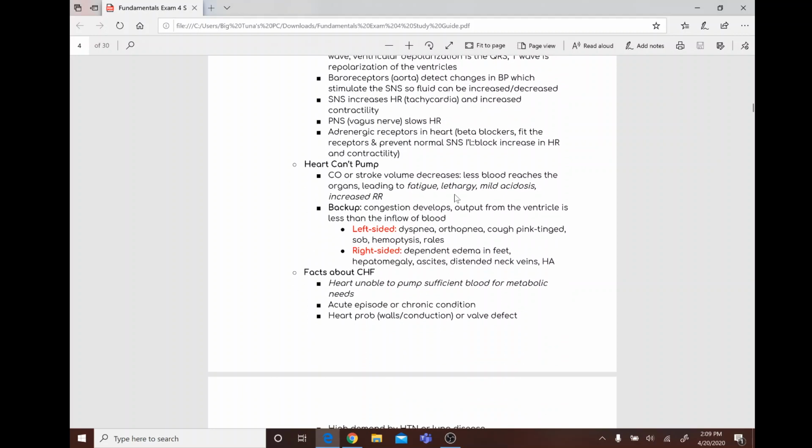Okay, so heart can't pump, cardiac output or stroke volume decreases, less blood reaches the organs, leading to what type of symptoms? Fatigue, lethargy, mild acidosis, increased respiratory rate. You got to back up. Congestion develops, output from the ventricle is less than inflow of blood. What are the symptoms of left-sided heart failure? Dyspnea, orthopnea, pink-tinged cough, shortness of breath, hemoptysis, and rales. What are the symptoms of right-sided heart failure? Dependent edema in feet, hepatomegaly, ascites, distended neck veins, and headache.